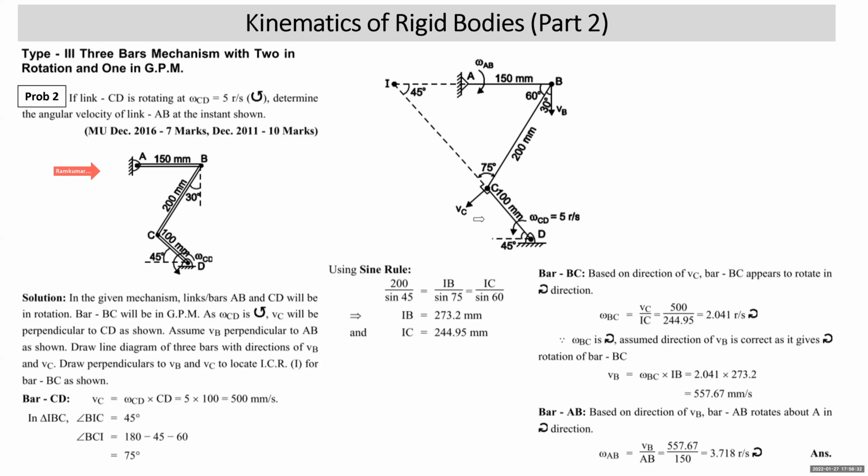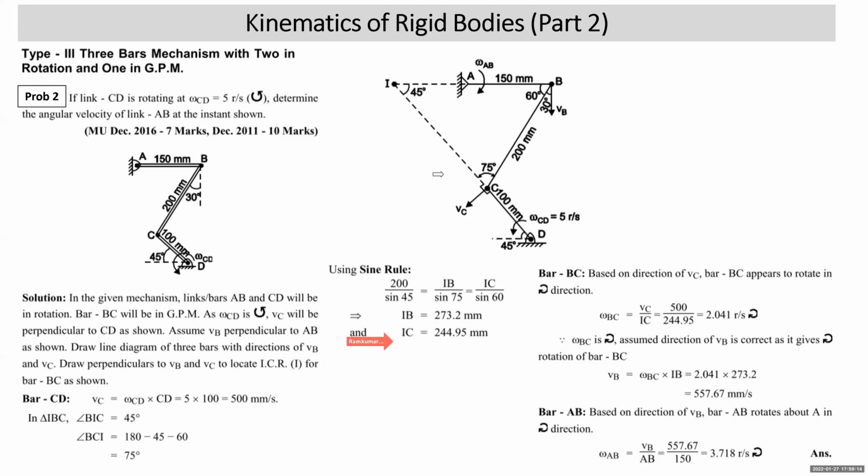Here, students, this angle is given as 30, so this angle will be 60. Then this angle is 45, as an alternate angle, because it is a continuation of the same line. Now we have this angle 60 and this angle 45, so the third angle is 180 minus 60 minus 45, which comes to 75. In triangle BCI, we can apply the sine rule: 200 upon sine 45, BI upon sine 75, and CI upon sine 60. You get IB and IC.